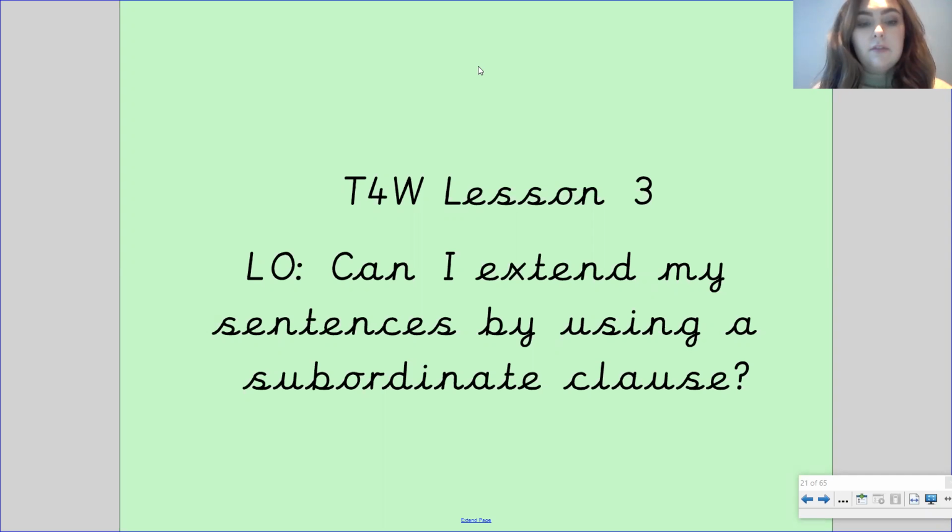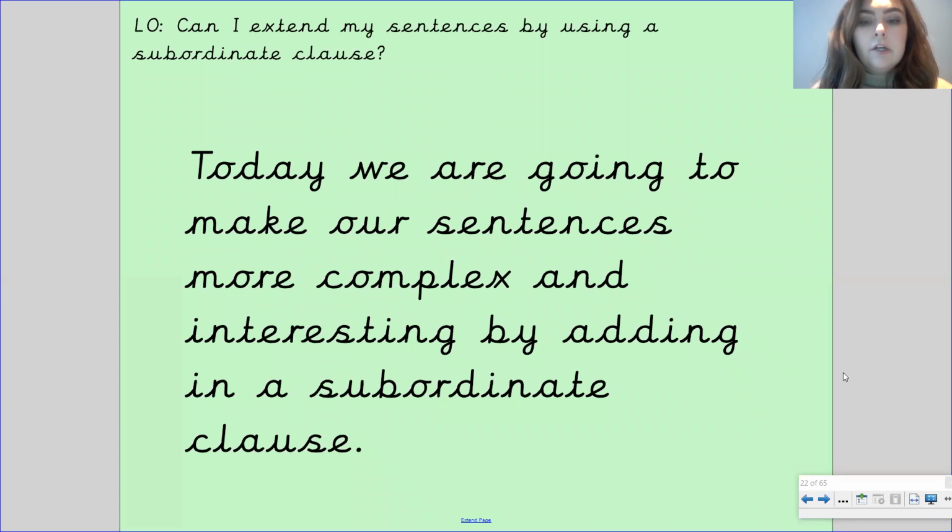And our learning objective for this lesson is, can I extend my sentences by using a subordinate clause? So in today's lesson, we're going to make our sentences more complex and interesting by adding in a subordinate clause.